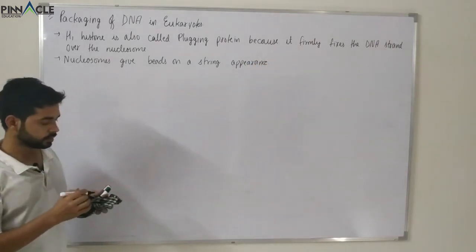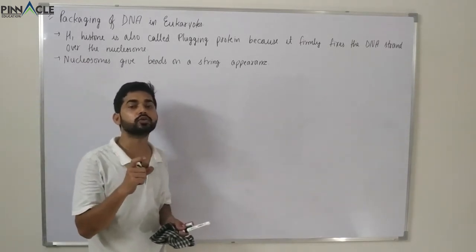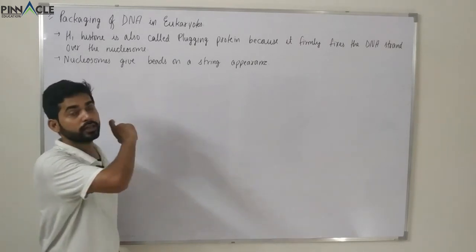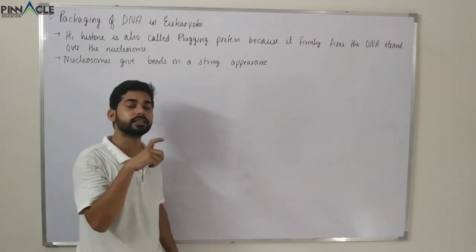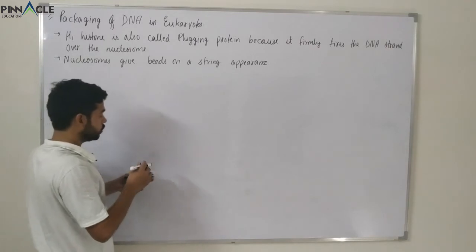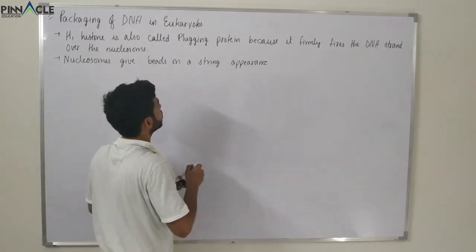Since H1 histone was attaching the DNA to the nucleosome, it is also called a linker or plugging protein. So the plugging protein is fixing the incoming and outgoing DNA strands over the body of the nucleosome, and it is the nucleosomes which give the normal beads on a string appearance.